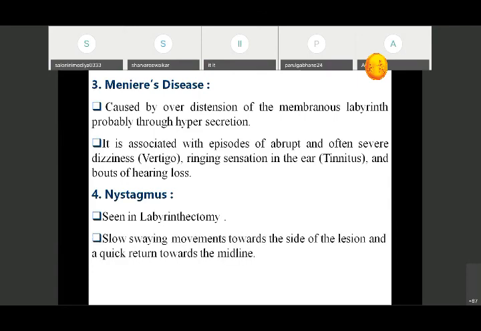Then nystagmus. Nystagmus is defined as to-and-fro movement of the eyeballs. It is seen mainly after labyrinthectomy, with a slow swaying movement toward the side of the lesion and a quick movement towards the midline. So the eyeball is moving. There will be a jerky to-and-fro movement of the eyeball whenever we are in angular rotation. So that is called nystagmus.